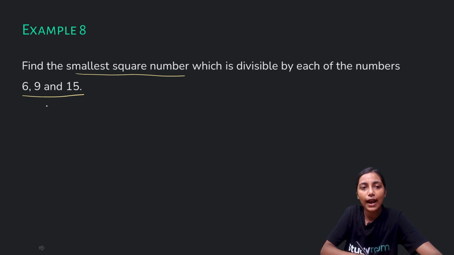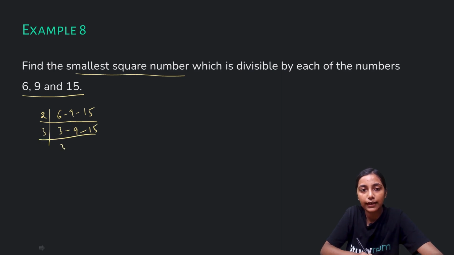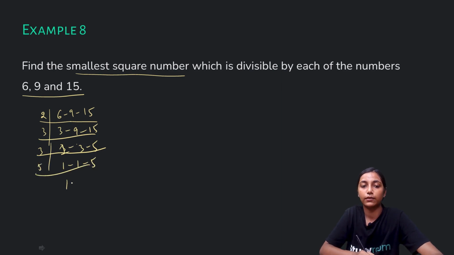So first of all, let's find the smallest number that is divisible by each of these. The smallest number that is going to be divisible by each of these will be their LCM. Let's find the LCM for 6, 9 and 15. What is that going to be? It will be 2. Here we will get 3, 9 and 15. Now 3, we will get 1, 3 and 5. Again 3, we get 1, 1 and 5, and now 5, we get 1, 1.